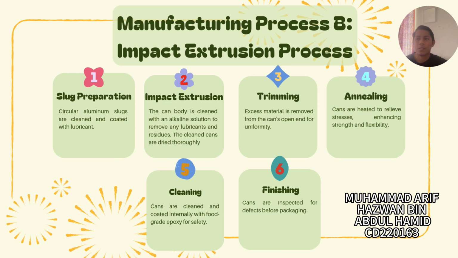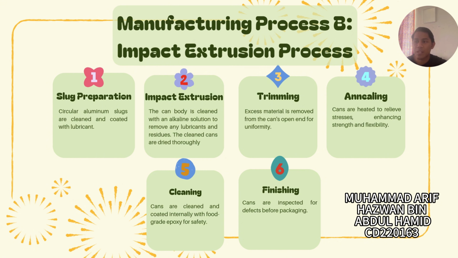So today I will explain the impact extrusion process, which is a method used to make strong aluminum cans that don't leak. These cans are often used for things like aerosol or food storage because they are seamless and durable. So the first step is preparing the aluminum slug, which is a small round piece of aluminum. The slug is cleaned to remove any dirt and coated with a lubricant. This lubricant helps the next steps go smoothly by reducing friction.